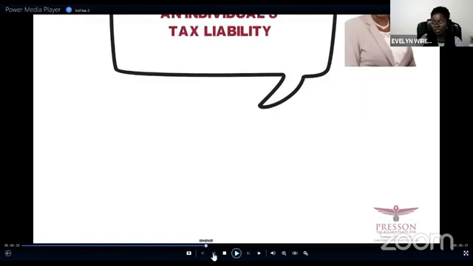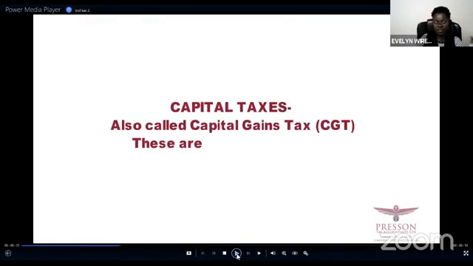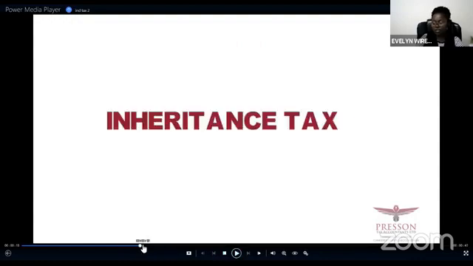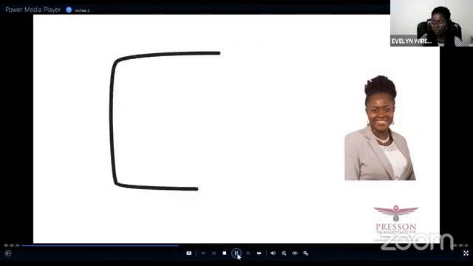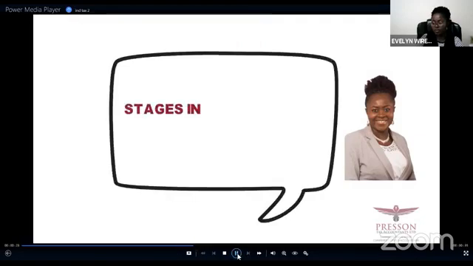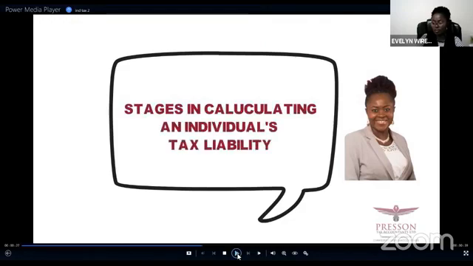I want us to look at one of the taxes, which is the income tax. Let me look at the question. So for income tax, there are stages in calculating it. And I want us to look at the stages of calculating the income tax. So just bear with me.